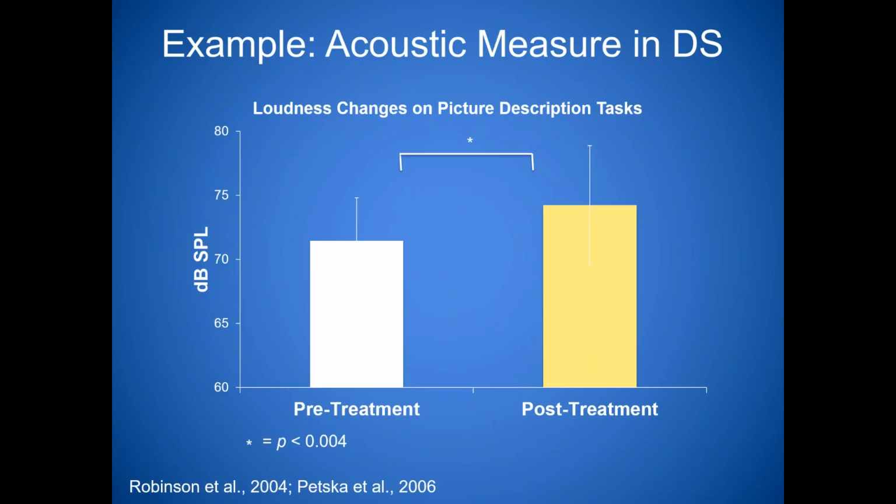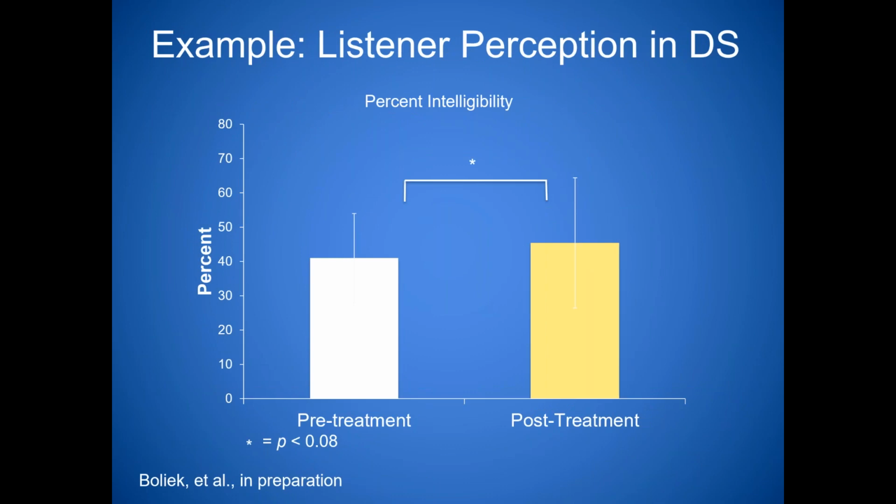So let me just give you an example of an acoustic outcome in that phase 1 study with children who have Down syndrome. What I'm showing you here are loudness changes on a picture description task. We see dB SPL on the vertical axis, which is an acoustic measure of loudness. Pre-treatment is in white and post-treatment is in gold. And what we see is an increase in overall dB SPL related to picture description tasks, which I just want to point out were not part of the treatment protocol at all. So this is a nice representation of generalization of skills across tasks that were not specifically targeted in treatment. Next slide.